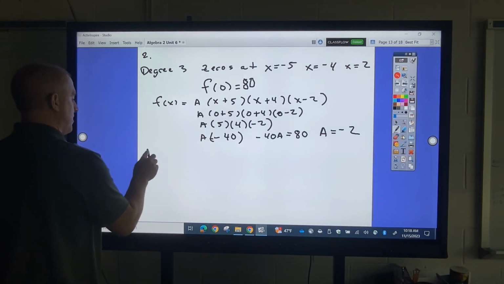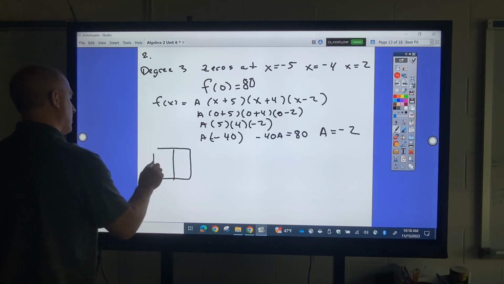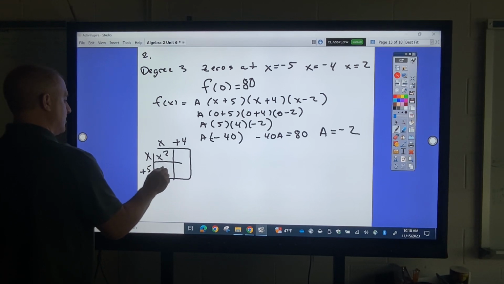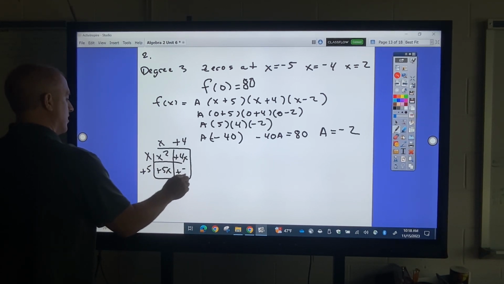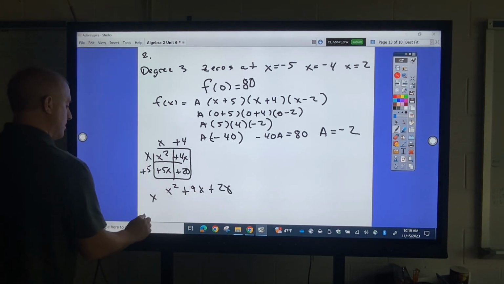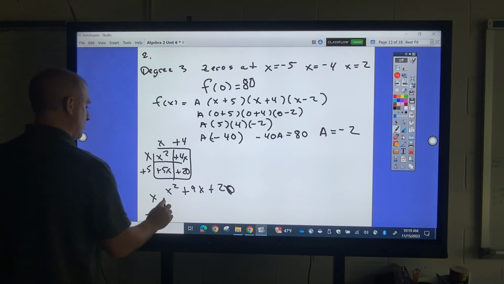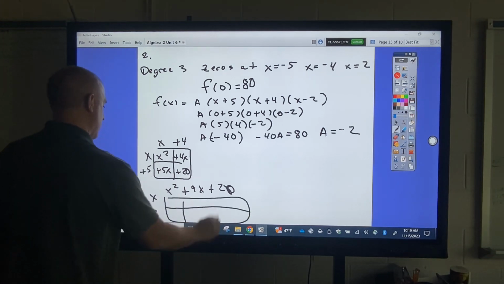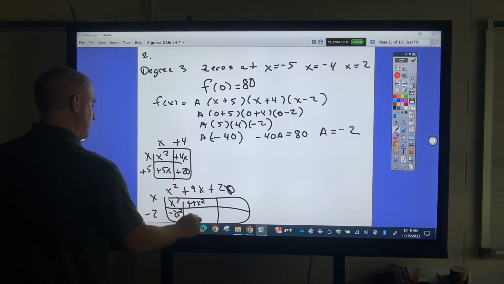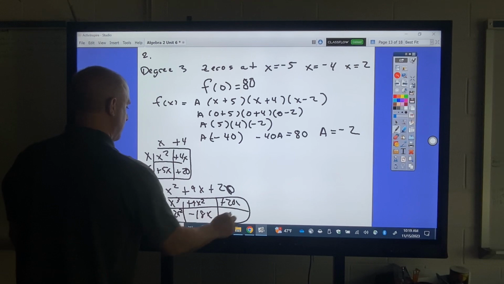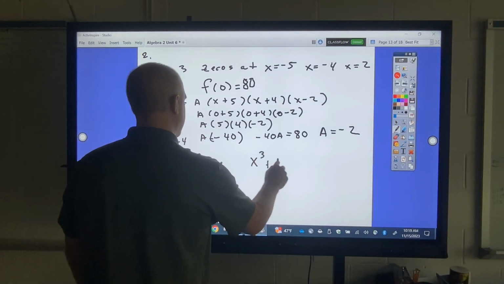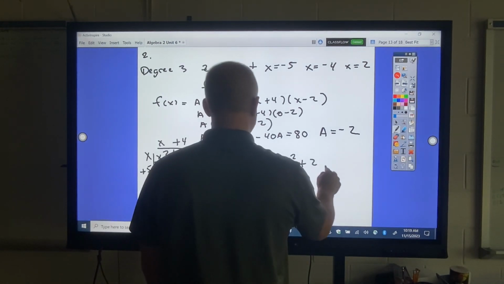All right, so I'm going to go ahead and multiply these. x plus 5, x plus 4. That's x squared, 5x, 4x, and 20. So that's going to be x squared plus 9x plus 20. I'm just going to multiply one more time by x minus 2. So that's x cubed minus 2x squared plus 9x squared minus 18x plus 20x minus 40. So when I combine my like terms, I get x cubed plus 7x squared plus 2x minus 40.